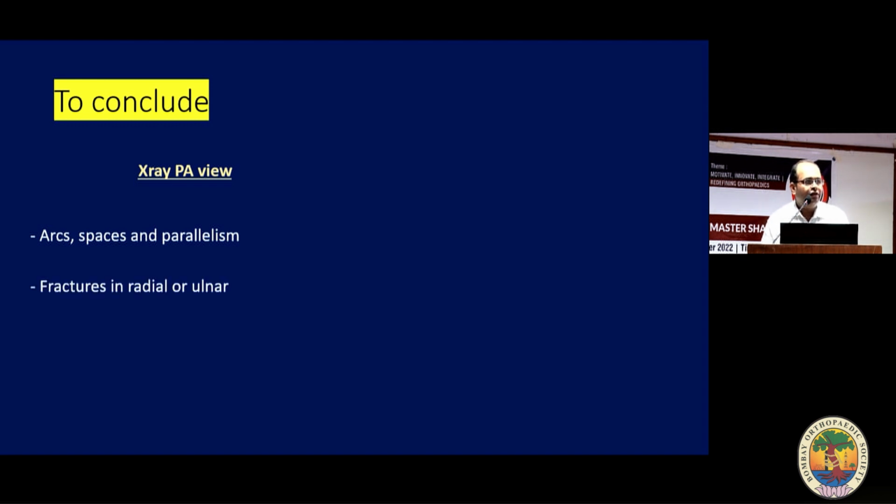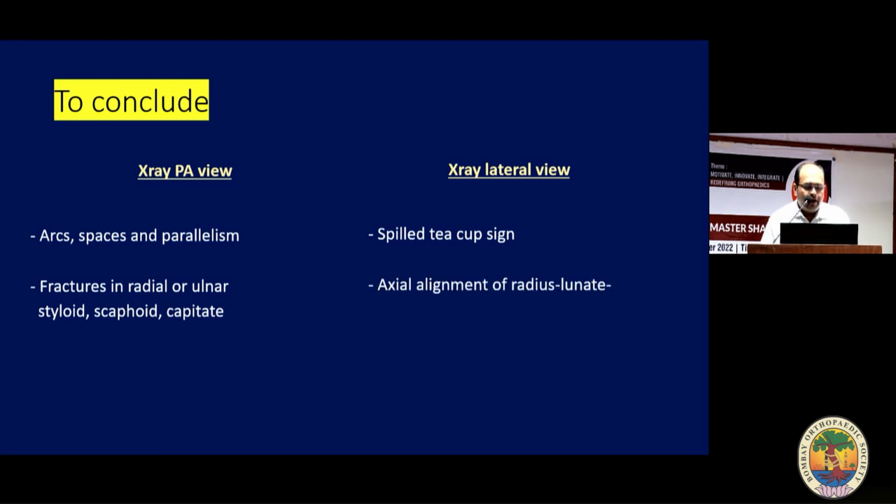To conclude, on the PA view of the wrist, arcs, spaces, and parallelism are what we have to watch for, along with fractures of the radial or ulnar styloid, scaphoid, and capitate. On the lateral view, the spilled teacup sign and axial alignment of the radius, lunate, capitate, as well as the third metacarpal have to be seen. Also take a full-length forearm X-ray to rule out proximal fractures or dislodgement of the carpus.